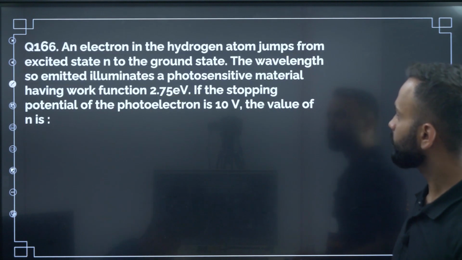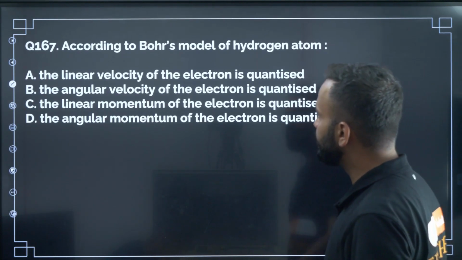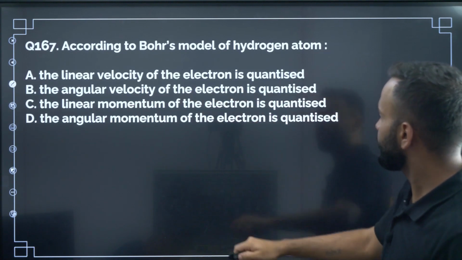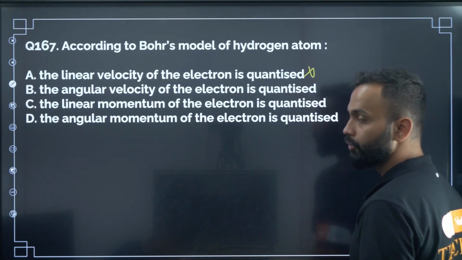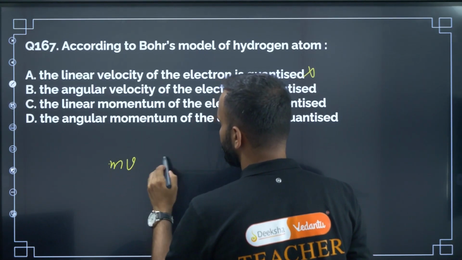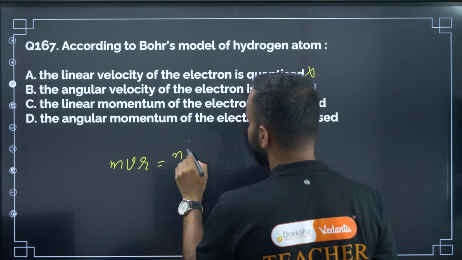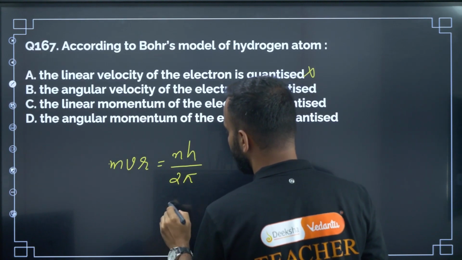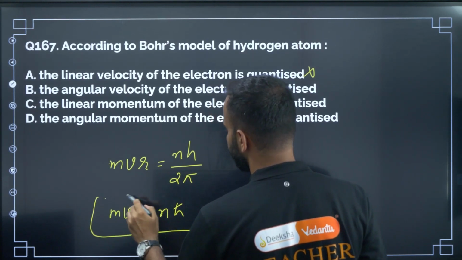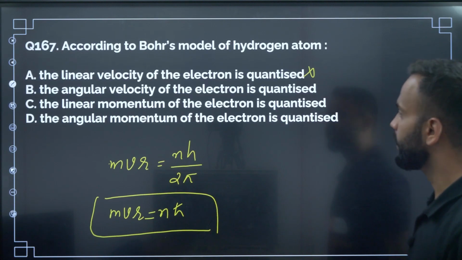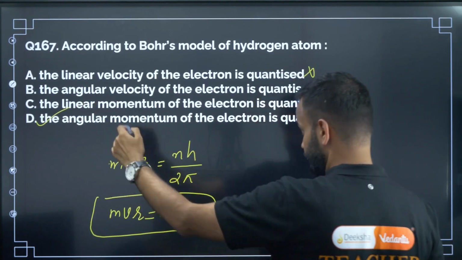Next question, 167. According to Bohr's model of hydrogen atom, option A says the linear velocity of the electron is quantized. Wrong. According to Bohr's model, the angular momentum of the electron is quantized. The angular momentum of the electron surrounding the nucleus, mvr, is equal to an integral multiple of h by 2 pi, or h cross. Angular momentum is quantized, not linear velocity or linear momentum. So options A, B, C are wrong. Option D is the correct answer.